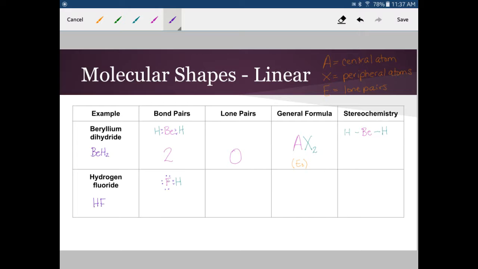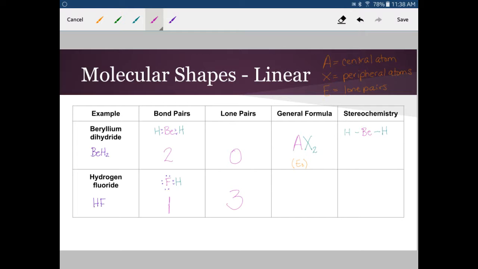So the number of bonding pairs that I have in this case is only 1. And when I look at the lone pairs around my central atom, because hydrogen is never my central atom, I see that I have 3 sets of lone pairs around my central atom. Again, we're only looking at our central atom geometry. That's the only part that is important.